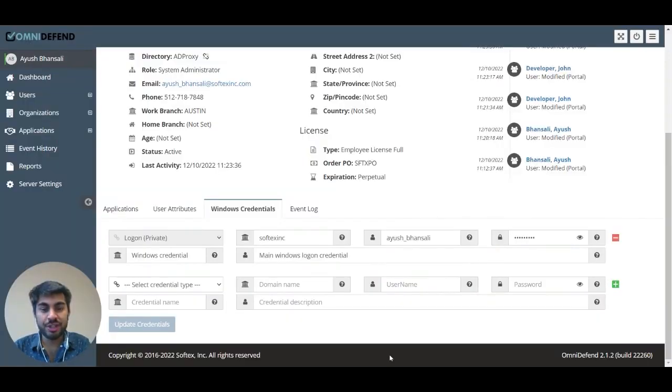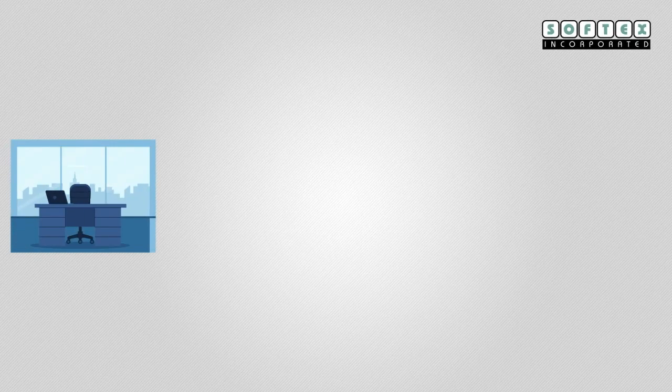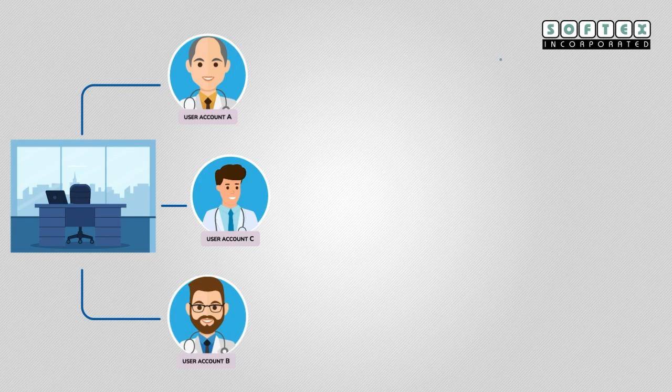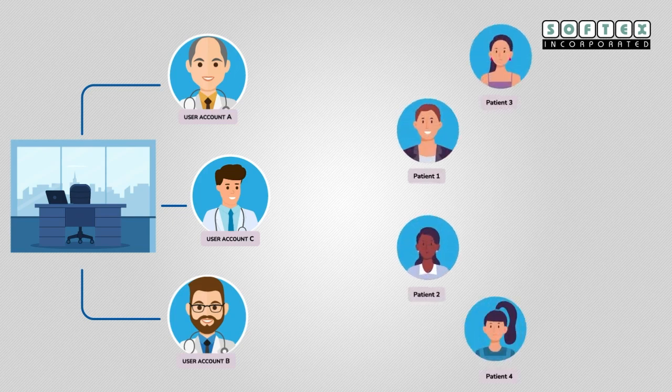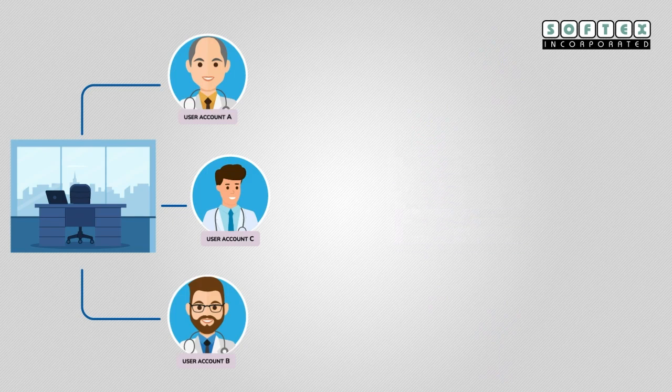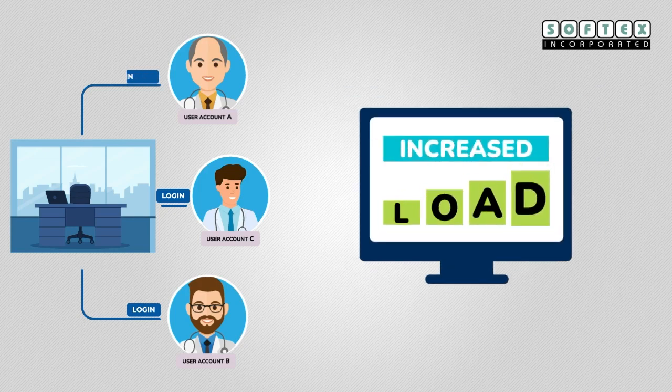Another cornerstone feature of OmniDefend's Windows desktop security is the ability to authenticate users onto a shared workstation or kiosk. For example, a computer in a single room of a doctor's office may be accessed by several different doctors seeing several different patients per day. If every doctor has a separate user account, security could be compromised when one user inevitably fails to log out. If multiple accounts are signed in at once, the computer can experience increased load.